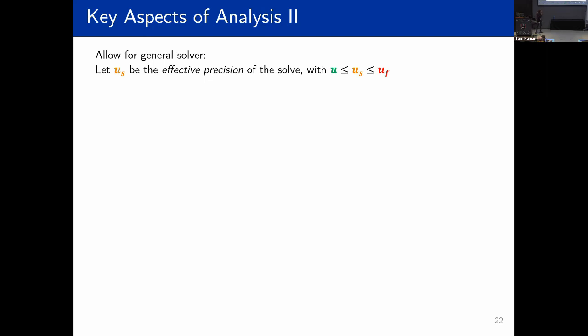The second, and it will be clear in a few slides why we want this, is that we want to allow for a general solver. Of course, we're not the first ones to do this, but I will introduce this new use of u sub s to be the effective precision of the solve. This is not a real hardware precision. In cases of interest, it's either going to take on the values of u sub f or u.